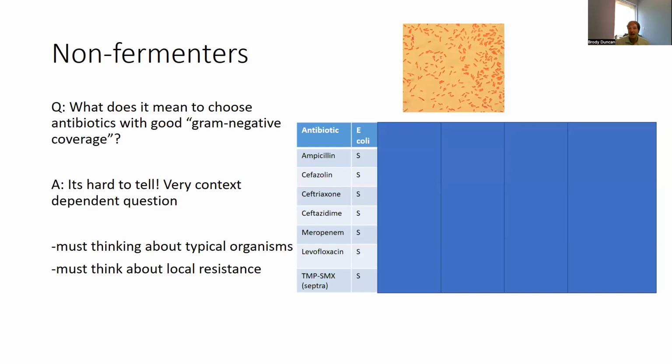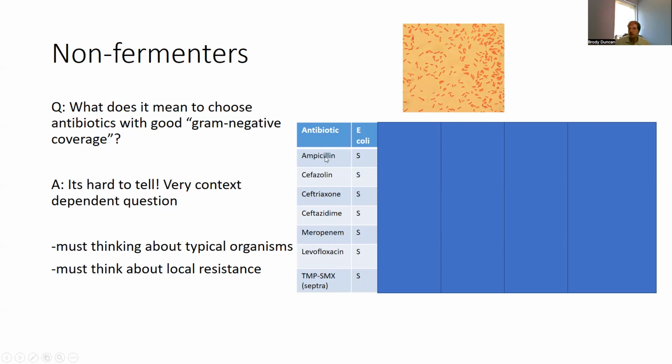And as a medical student, I always found this very confusing because it's a very context-dependent question. This is something where doctors throw out this phrase all the time, oh, we need better gram-negative coverage for this patient, let's change the antibiotics. But to me, as a microbiologist and someone that does infectious disease work, I really have to think, what are the typical organisms we're actually talking about for this patient? And what are the local resistance patterns? So if we talk about a run-of-the-mill E.